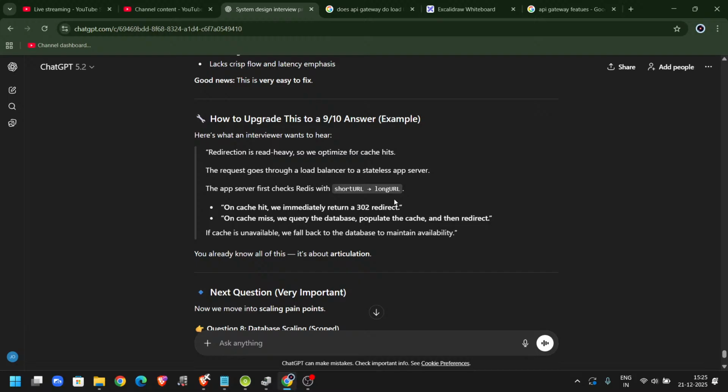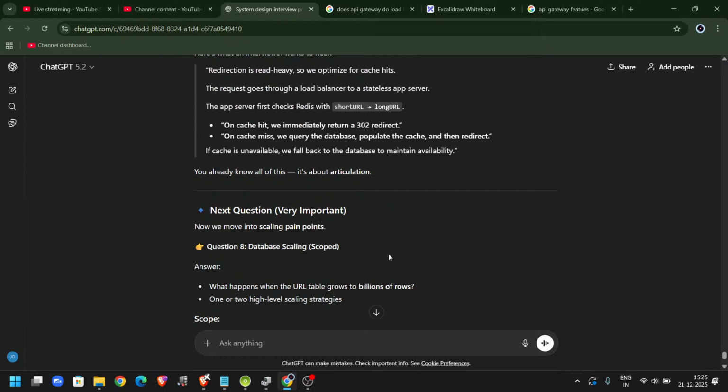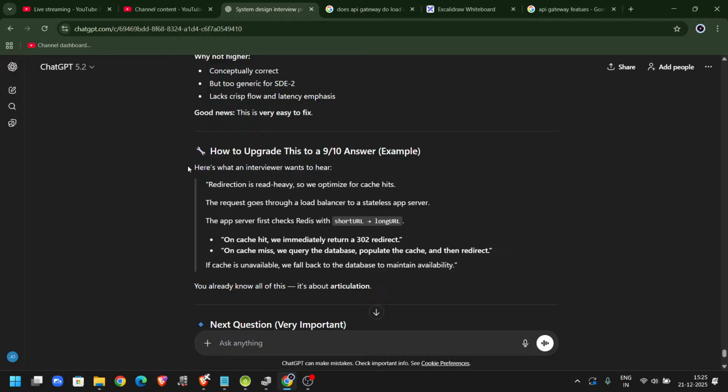Okay. I think I should have explicitly mentioned this. Okay, that is too much to say in just an interview. Okay, but fine. If cache is unavailable, we fall back to the database to maintain availability. Okay, that is a good point. It's about articulation. That's right. That's a really nice answer.